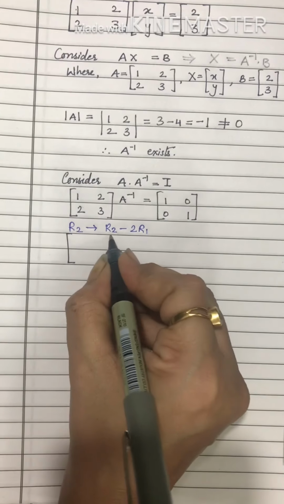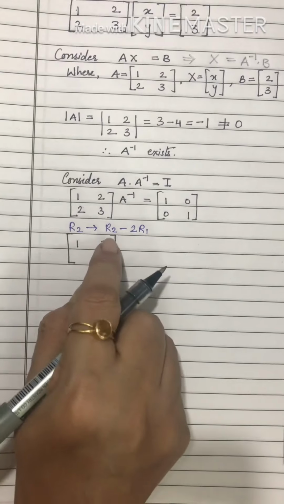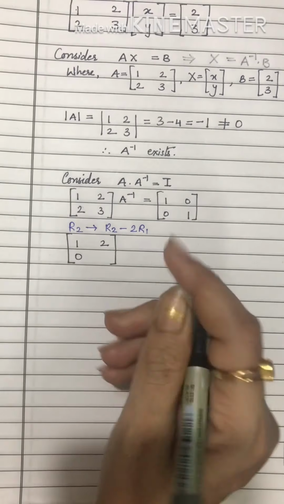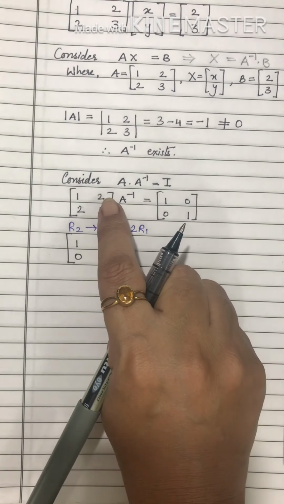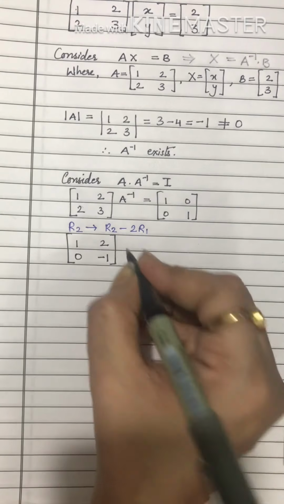Nothing is going to change in the first row, so I write the elements as they are. And here R2 minus 2R1 means 2 minus 2 into 1, that gives you 0. 3 minus 2 into 2, what is it? 3 minus 2 into 2, 3 minus 4, so that gives you minus 1.